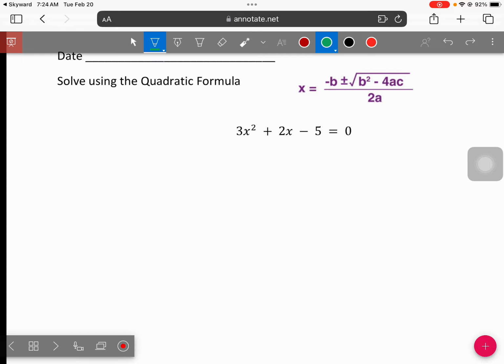All right. So first of all, I'm going to search and make sure I know and understand my A, B, and C. So A is equal to 3. B is equal to 2. And C is equal to negative 5. Okay? I would strongly suggest that's probably one of the first things you should do.